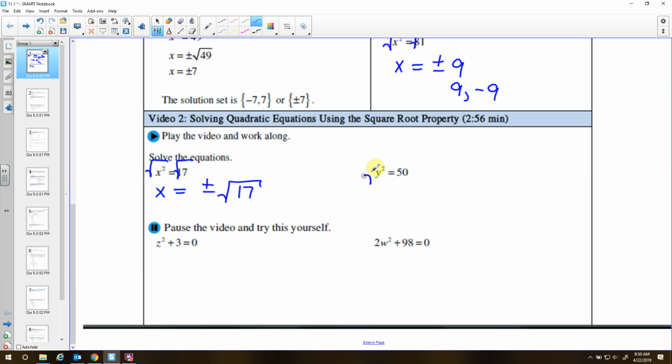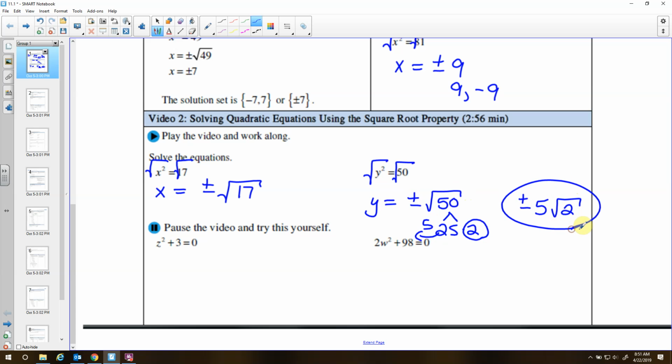But the next one, y squared equals 50, if I square root both sides, I get y equals plus or minus the square root of 50. Well, 50 is 25 times 2. So the 25 will come out as a 5 and the 2 will stay. So this is going to be plus or minus 5 square roots of 2 when I simplify it all the way.